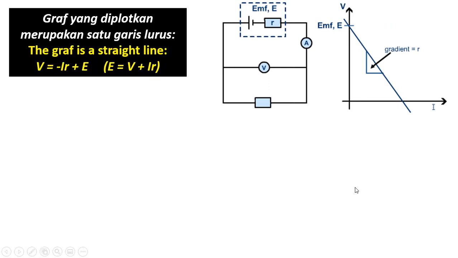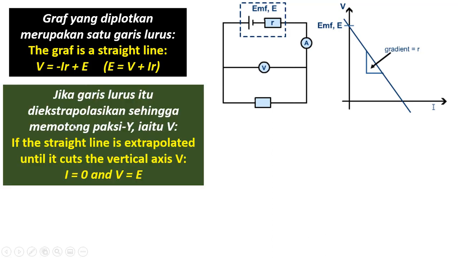So the graph is a straight line. From what we learned last topic, E = V + Ir. So we rearrange with V as the subject, and we get V = -Ir + E.